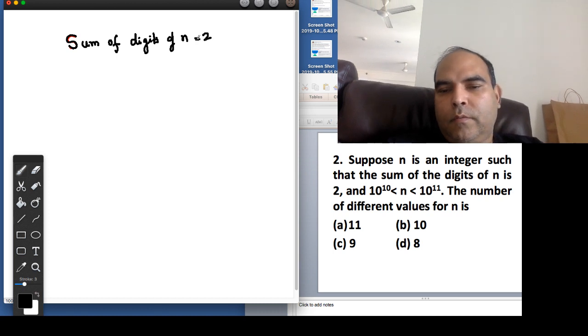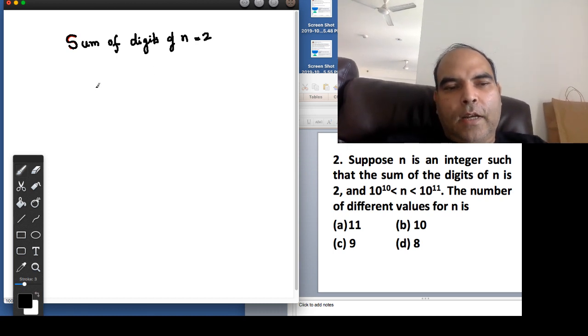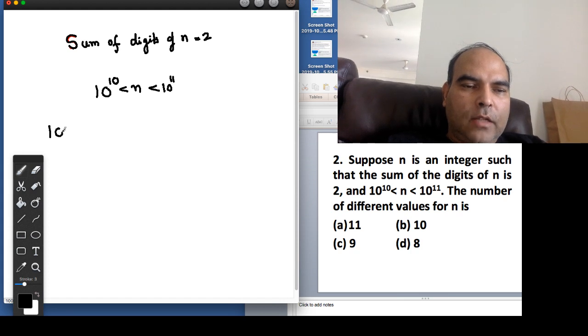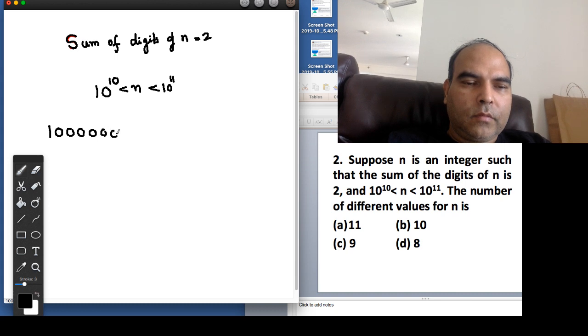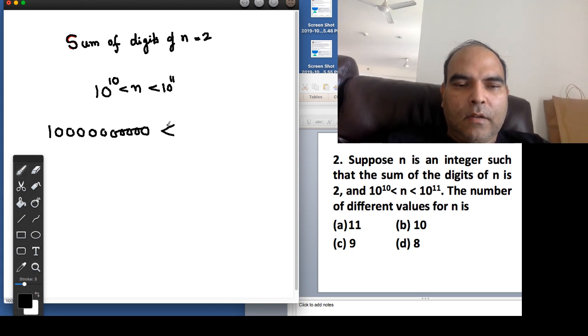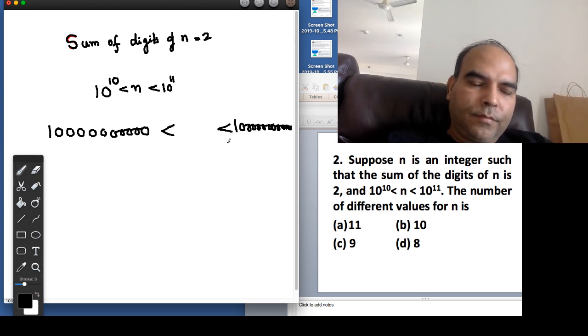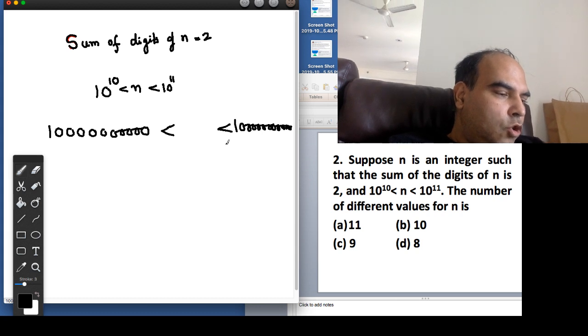And n is between 10 raised to 10 and 10 raised to 11. That means 10 raised to 10 means 1 with 10 zeros. N is greater than that and less than 1 with 11 zeros. Right?